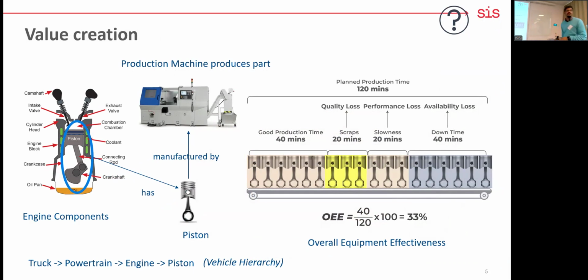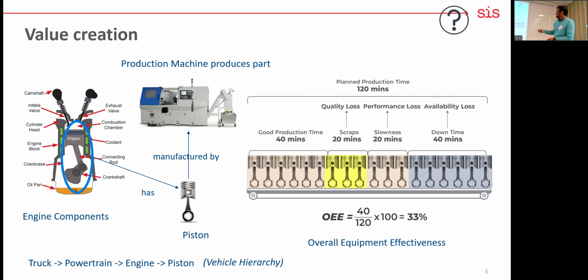Let's look at how it looks in the production environment. Say there is a planned production time of 120 minutes, and 40 minutes goes to good production time. There will be a sum of defects, scrap, slowness, efficiency loss, and downtime, so the machine is down. Out of all the planned time, only a few pistons are actually available for production, which is quite a loss. If we produce less, Scania produces fewer engines, and the customer will be disappointed because they could not get the right components at the right time.